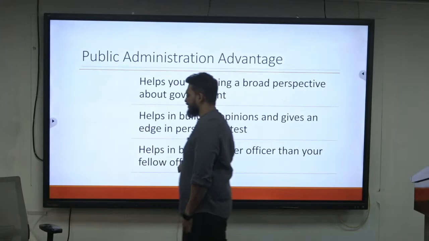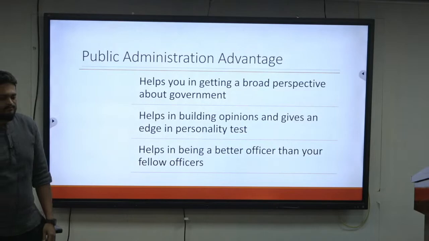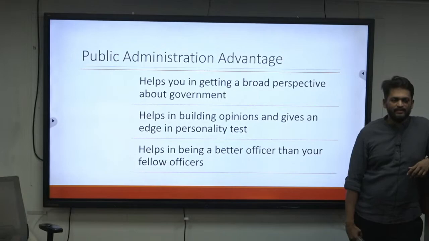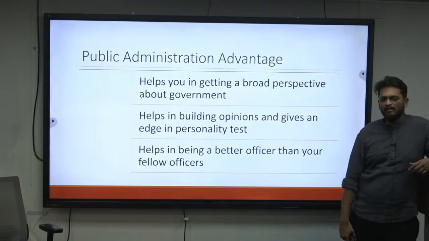Depth of understanding is important on anything to form an opinion, and that is why, because we are going into much more depth in public administration, you will be able to form well-informed opinions, which they will ask in the personality test. They will ask, what is your opinion on X, Y, Z? And you should be able to tell, this is what I think, and because of such and such reason.